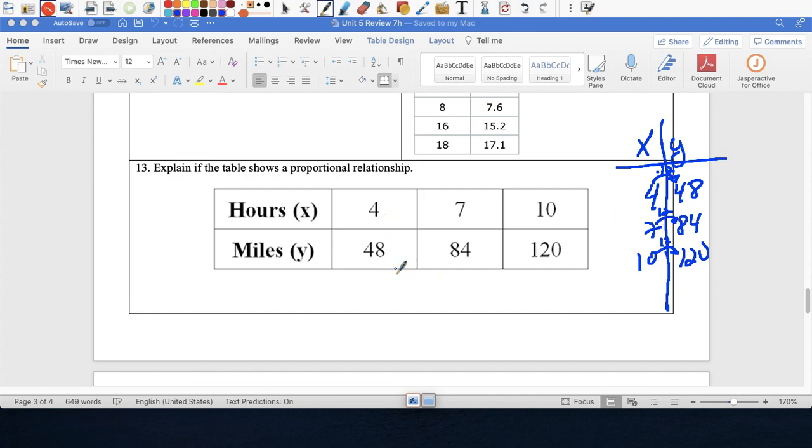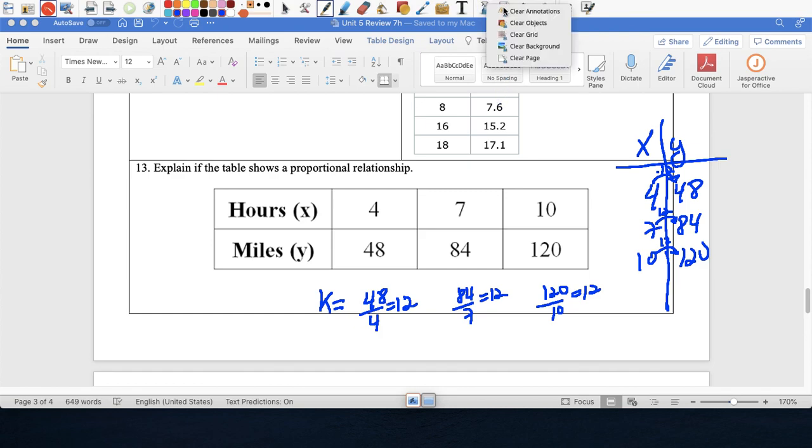Yes, it is. So here, if you do the constant of proportionality, y over x, you've got 48 over 4, which equals 12. If you do the same here, you get 84 over 7, which equals 12. And if you do that again, 120 over 10, you also get 12. So the constant of proportionality is the same for every point, right? So therefore, it's proportional. Okay.